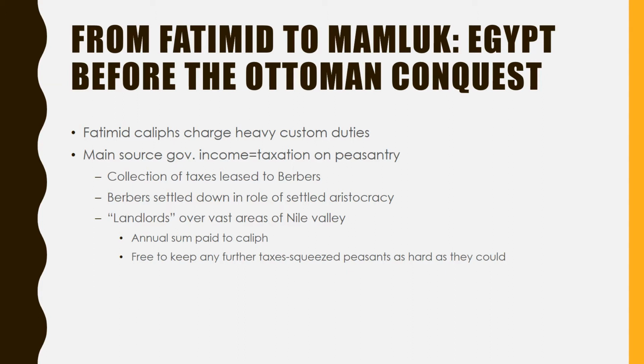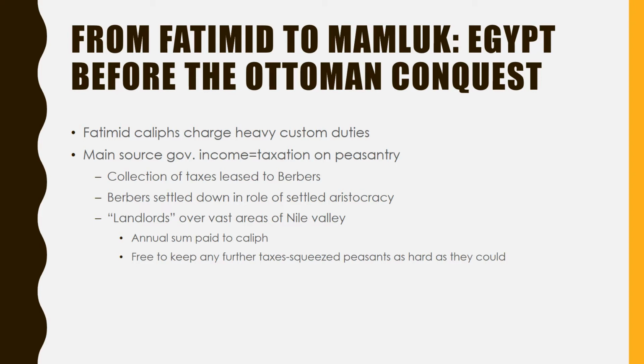What they would do is they would have a collection of taxes that were leased to the Berbers. The Berbers had by this point settled down in the role of a settled aristocracy, and they were in effect the landlords over vast areas of the Nile Valley. So they had to pay an annual sum to the caliph, and they were free to keep any further taxes. And because of this, they squeezed the peasants as hard as they could.